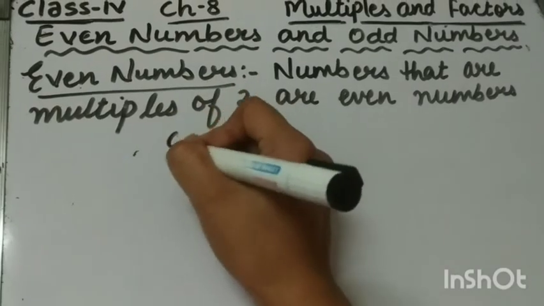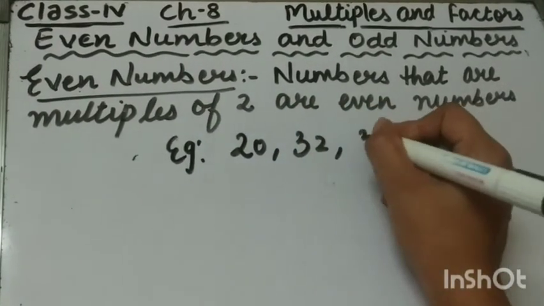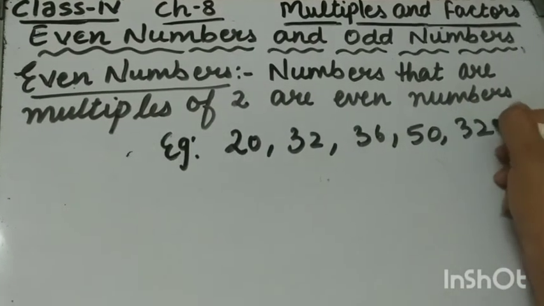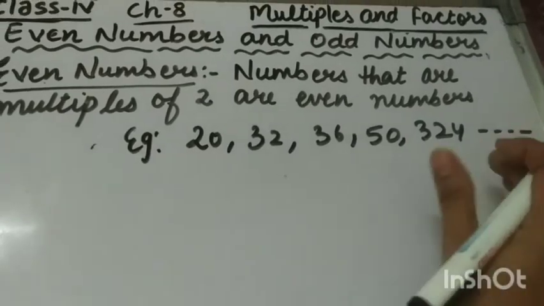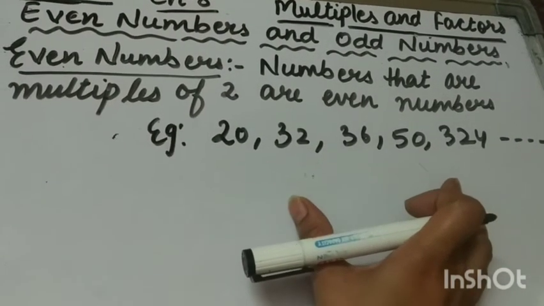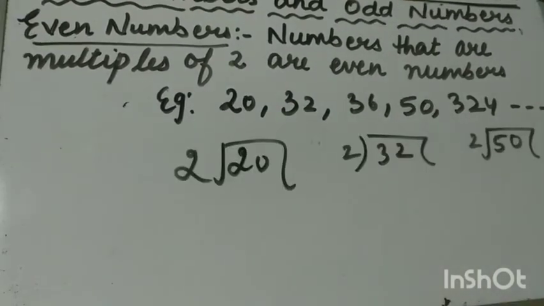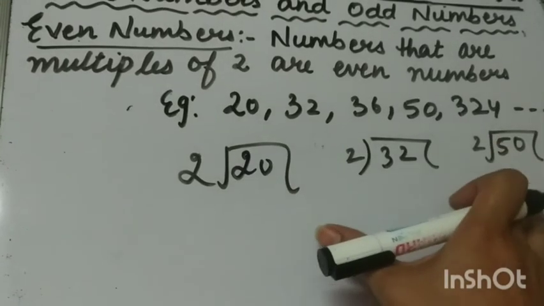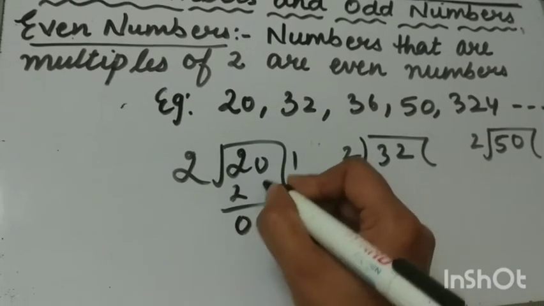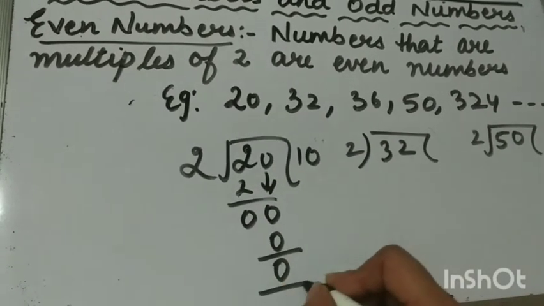For example, 20, 32, 36, 50, 324, and so on. All these are even numbers. Okay, all these are even numbers. If we divide these numbers by 2, okay, if we divide all these numbers by 2, 2 ones are 2, 0, bring the 0 down, 2 zeros are 0, the remainder is 0.